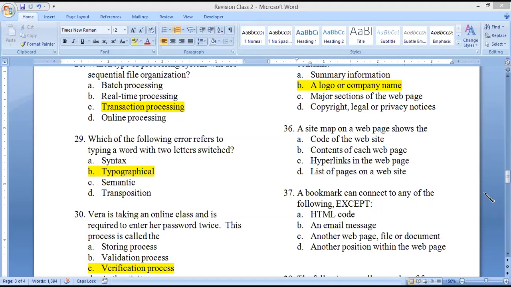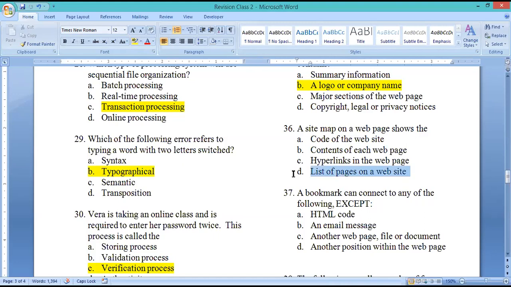Everybody agrees? Anybody have a different answer? Hyperlinks in web page. In the web page. No. The answer is actually what Samantha said. List of pages. Because remember now, it's a map.